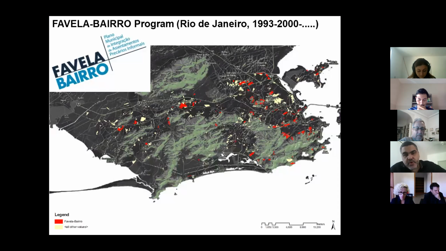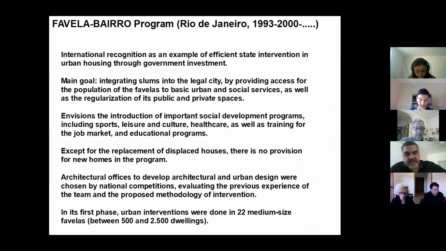So I'm going to talk about the most important program of regeneration of favelas in Brazil, held in the 90s in Rio de Janeiro, the second largest city of Brazil, one of the largest in Latin America. This program called Favela Bairro won a lot of prizes, was internationally recognized as an example of efficient state intervention in urban housing through government investment. The main goal was integrating the slums, favelas, into the legal city by providing access for the population of the favelas to basic urban and social services, as well as the regularization of its public and private spaces. Favelas are generally occupations of private lands or public lands, and the regularization of these lands is an important issue.